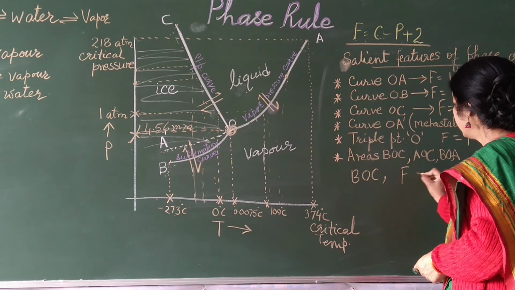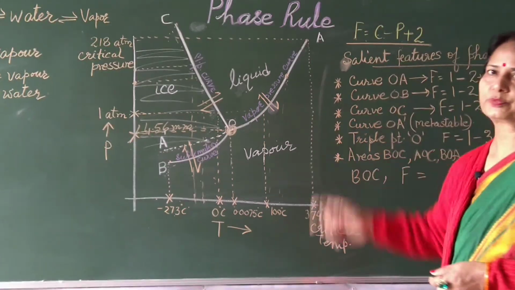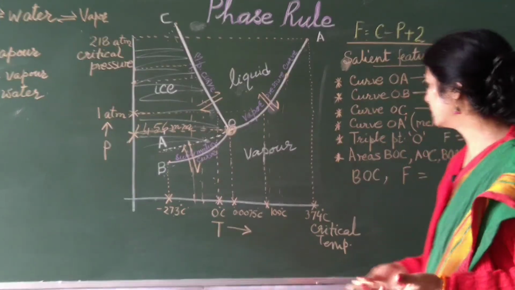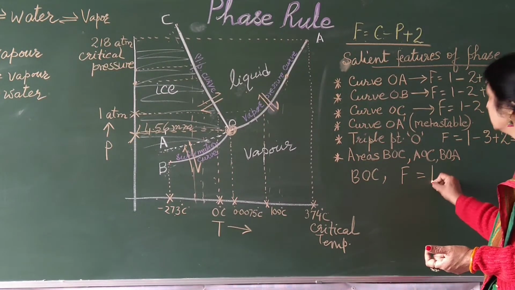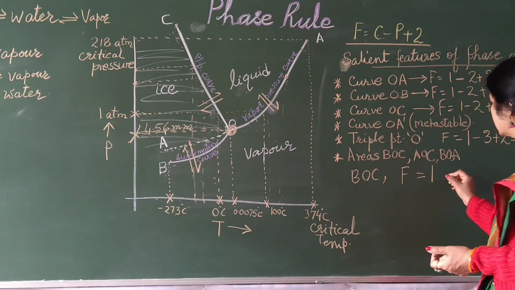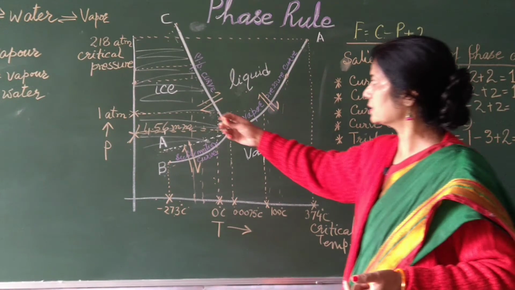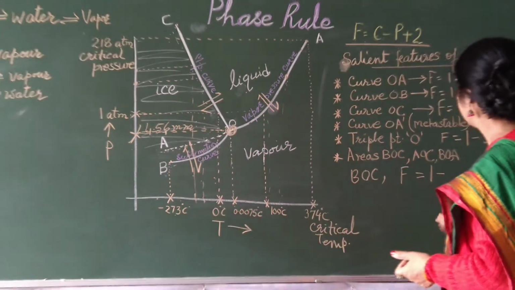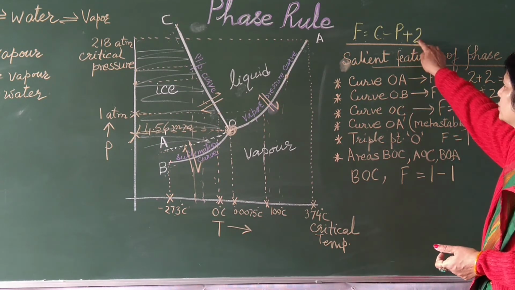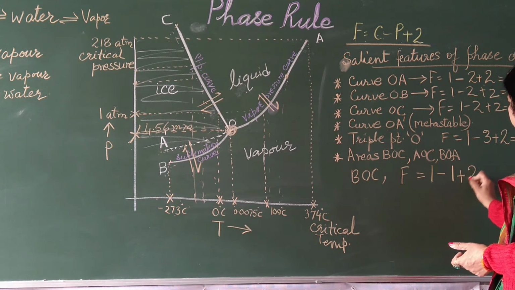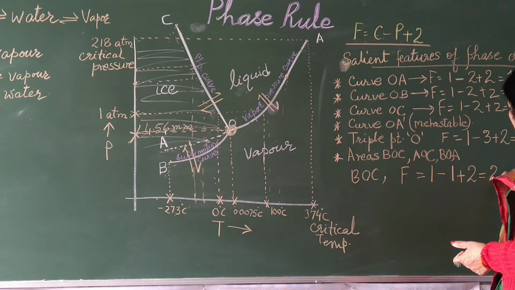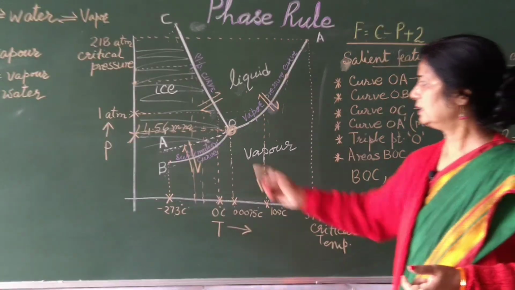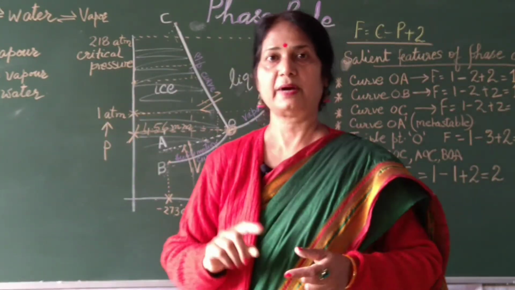For area BOC, let's calculate the degree of freedom. F is equal to C minus P plus 2. What is C? C is the number of components, and we all know it's 1. P is the number of phases. Now how many phases are there? There is only one phase, ice. So it will be 1 minus 1 plus 2. This comes out to be 2. This means that in this area the system is bivariant.